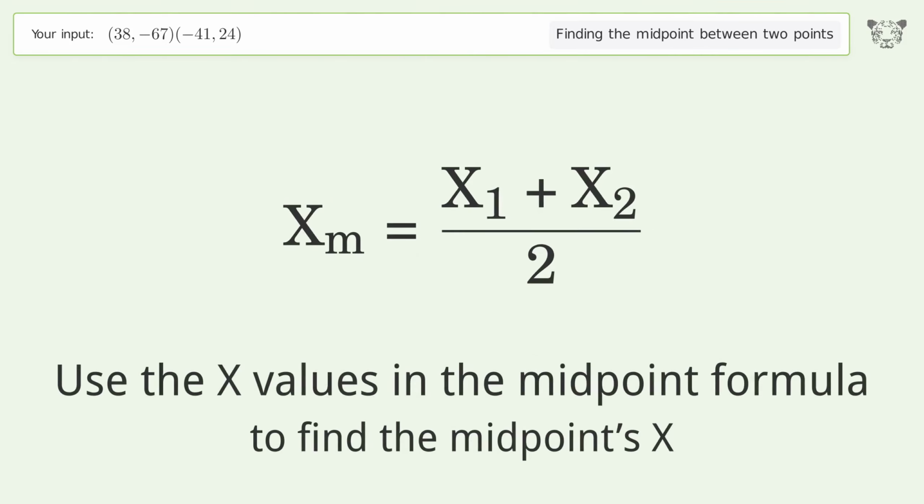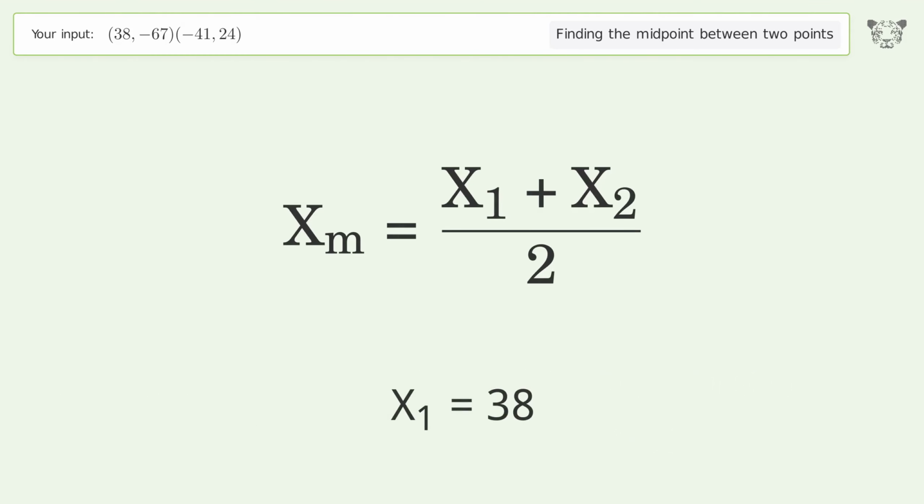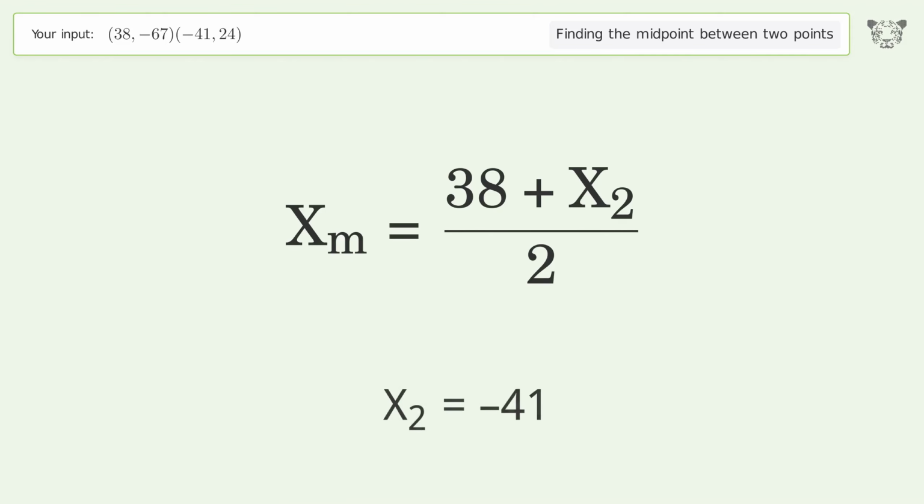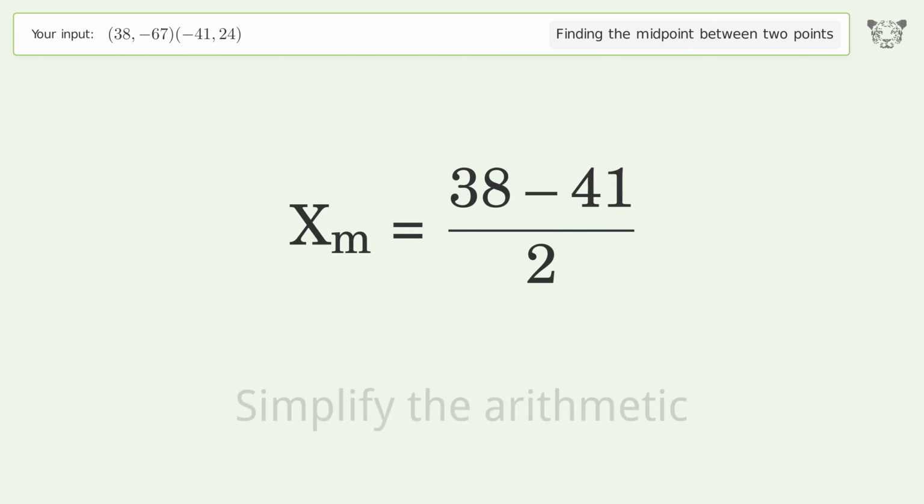Use the x values in the midpoint formula to find the midpoint's x. x1 equals 38. x2 equals -41. Simplify the arithmetic.